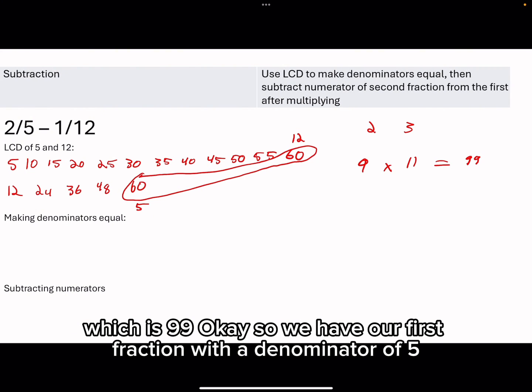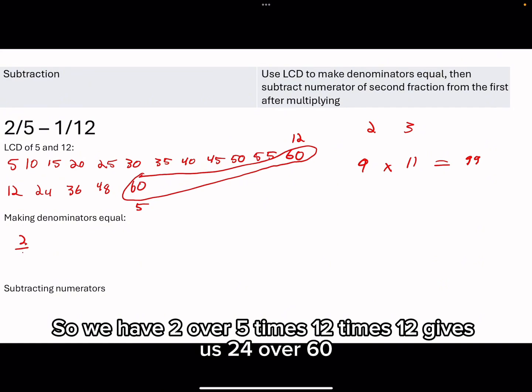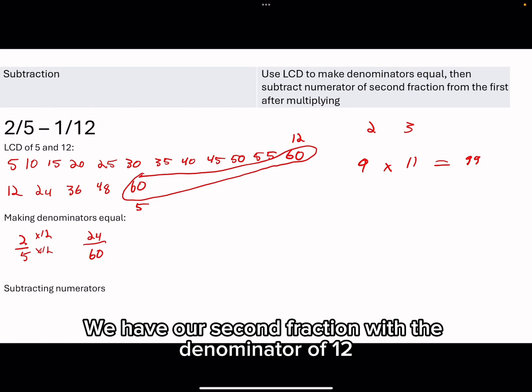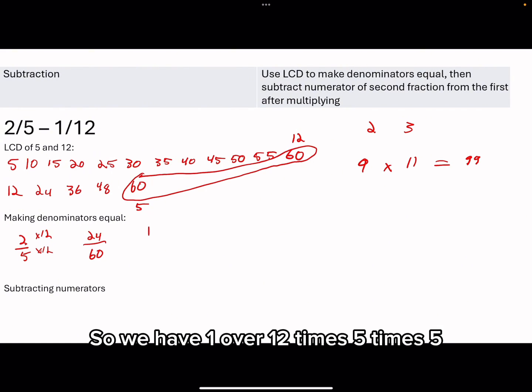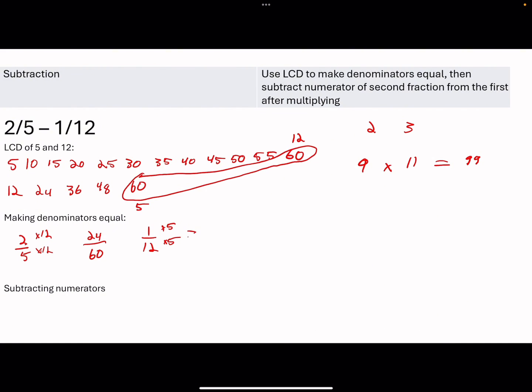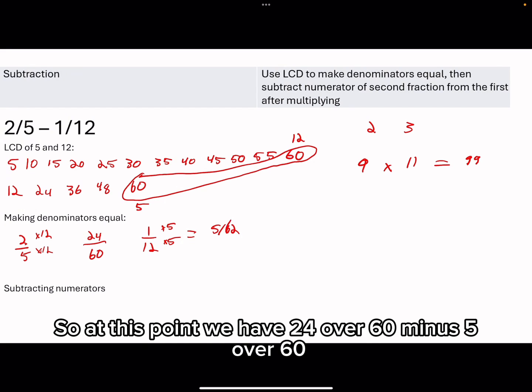Okay, so we have our first fraction with the denominator of 5. We're going to multiply both top and bottom by 12. So we have 2 over 5 times 12 over 12 gives us 24 over 60. We have our second fraction with the denominator of 12. We're going to multiply the top and bottom by 5. So we have 1 over 12 times 5 over 5, which equals 5 over 60.